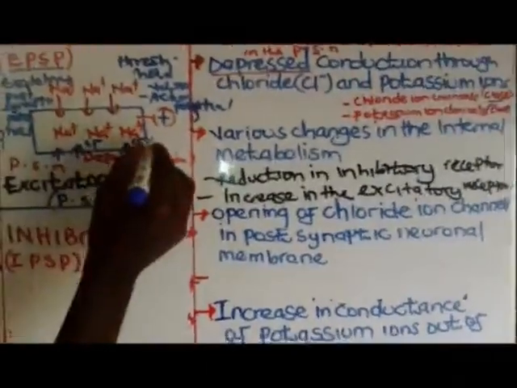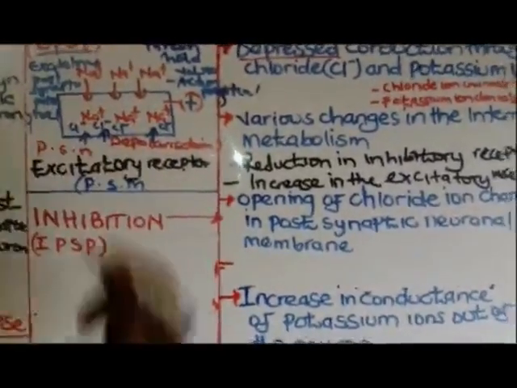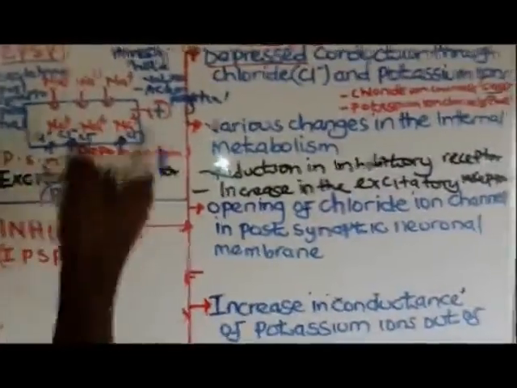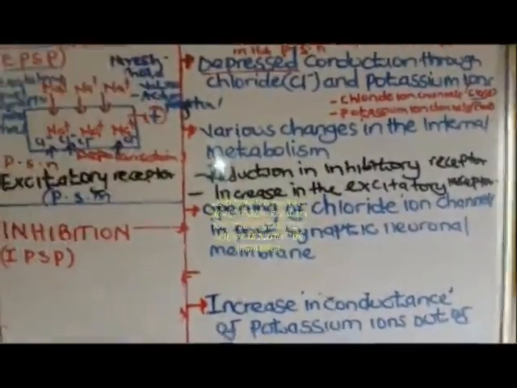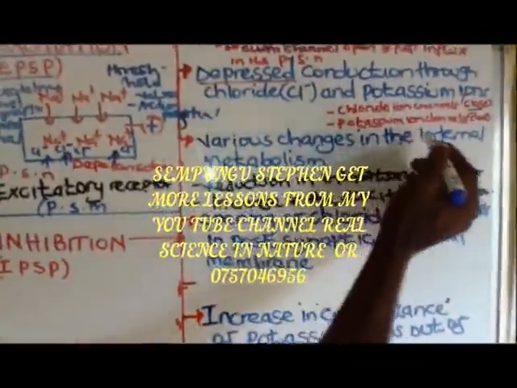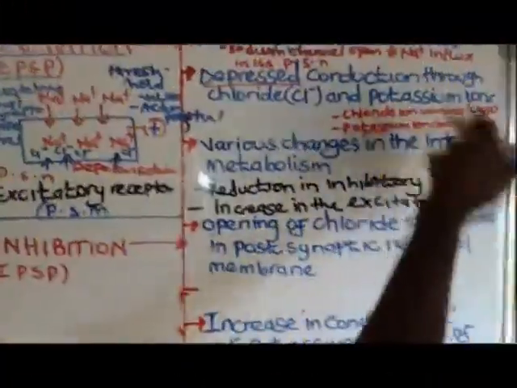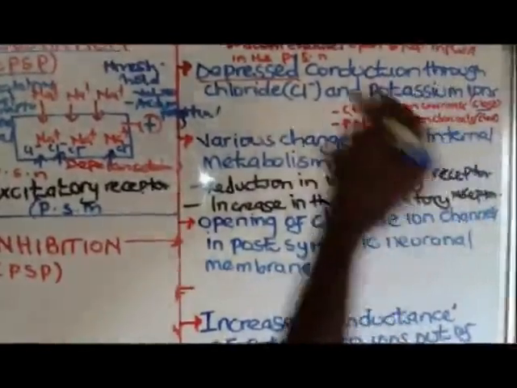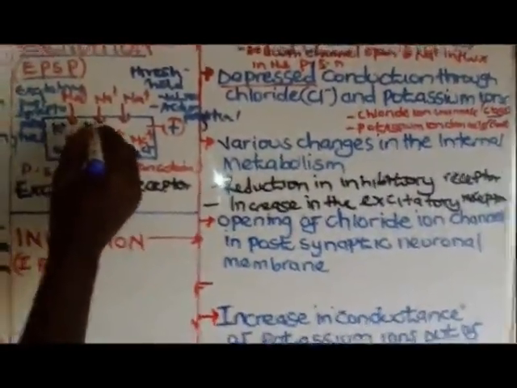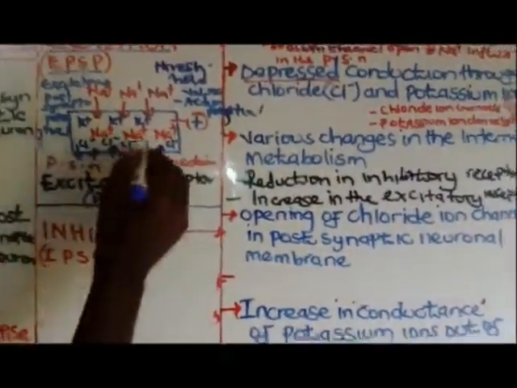Because the chlorides, once you see chlorides entering here, you are going to be with the big negative inside. And there will be what we are calling hyperpolarization, which will not now lead us to what we call excitation. On top of that, there is now closure of what we call the potassium ion channels. When the potassium ion channels close, it implies that no potassium ions are moving out. Remember, naturally, we have potassium ions here inside the neuron. Now, the potassium ions can move outside.